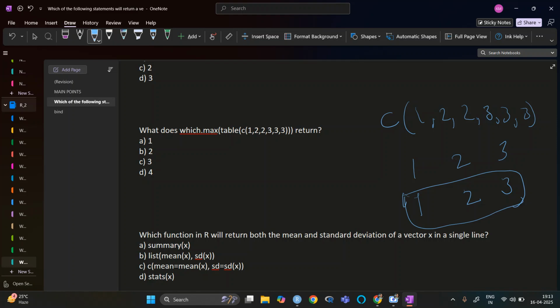Maximum value is three. Yes, and it is at 3. So which.max will be at three.